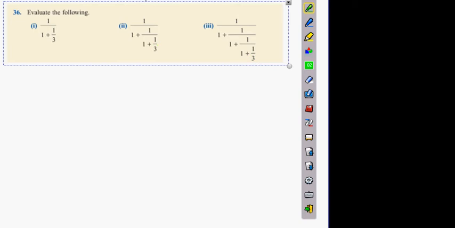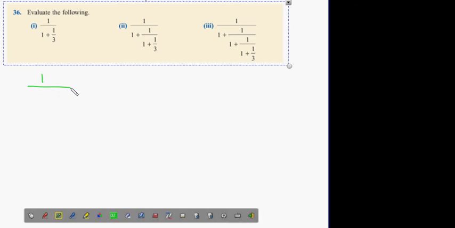What can we do here? 1 divided by, what can we turn 1 into? What can we change 1 into? 3 divided by 3. So 1 is the same thing as 3 divided by 3, plus 1 over 3. What does that turn into now, lads? 1 divided by 4 over 3. When you're dividing by 4 over 3, it's the same thing as multiplying by 3 over 4. What's 1 times 3 over 4? 3 over 4.